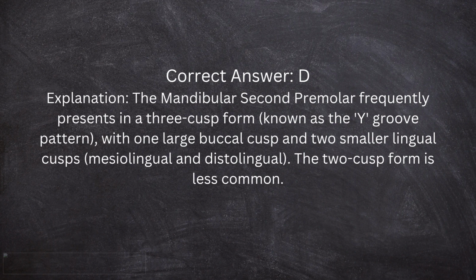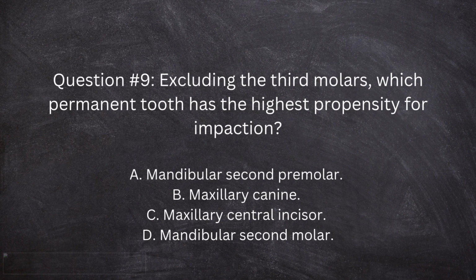Question 9. Excluding the third molars, which permanent tooth has the highest propensity for impaction? A. Mandibular second premolar, B. Maxillary canine, C. Maxillary central incisor, D. Mandibular second molar.